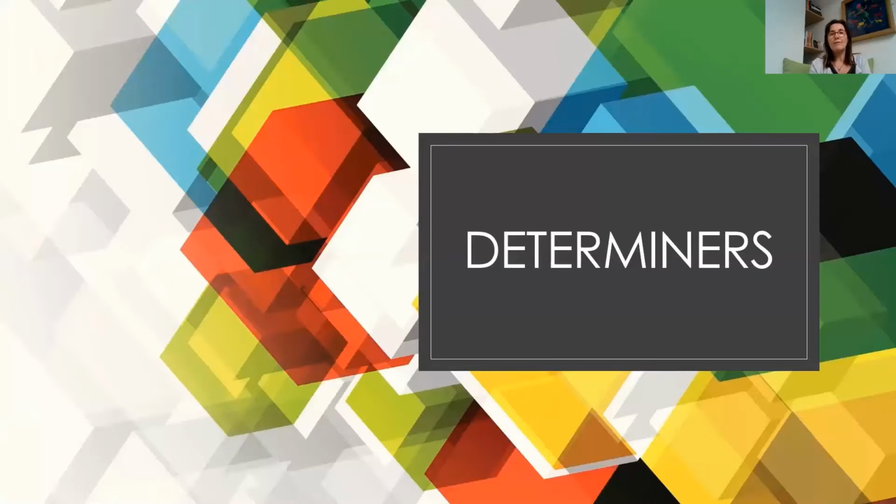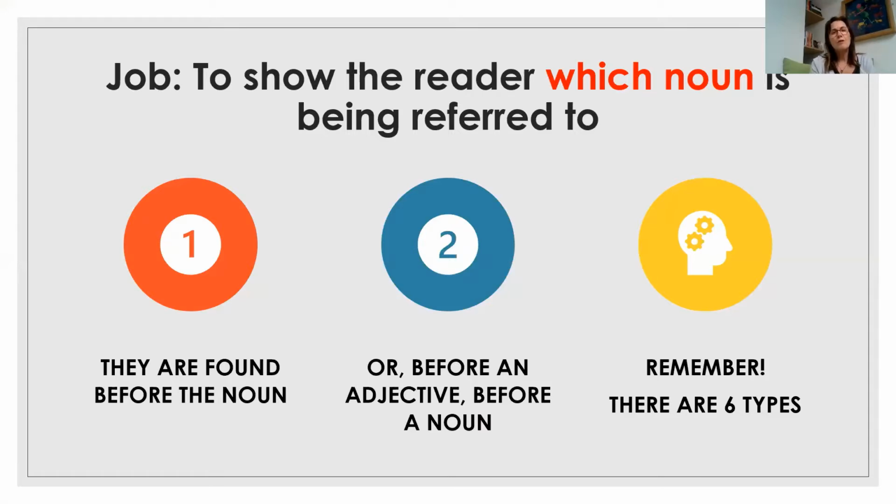In a moment, I'm going to go into the right-hand corner of your screen and I'm going to talk you through a PowerPoint presentation on determiners to explain a little further. Okay, determiners. That's what we're learning about today. So what job does a determiner do? It shows the reader which noun is being talked about, which noun is being referred to in a sentence.